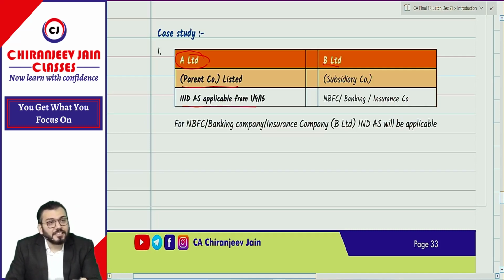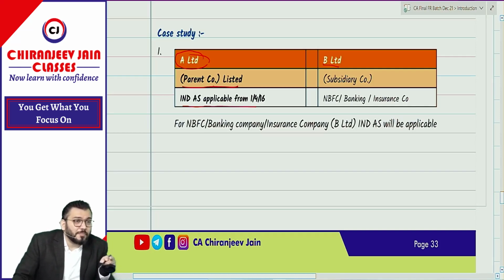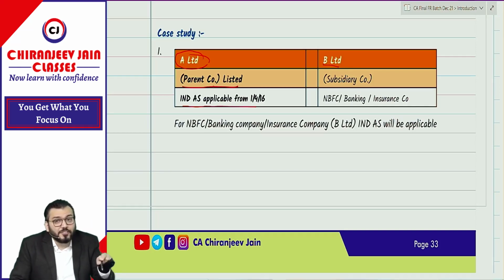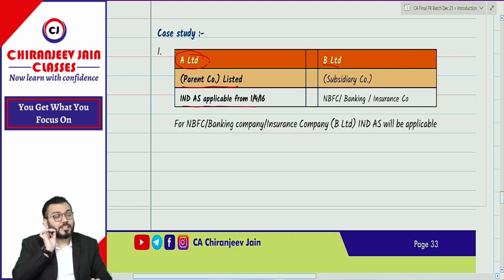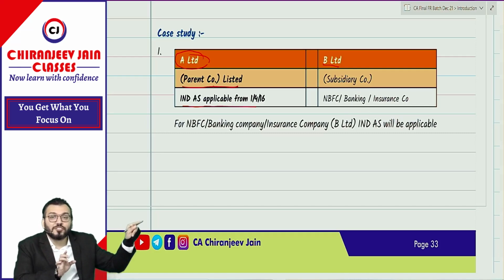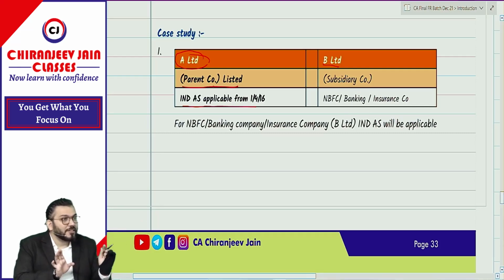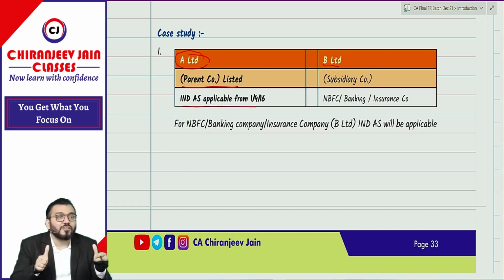Now B Limited is a subsidiary of A Limited. So can I say for B Limited also Ind AS should be applicable from 1/4/2016? But in this case, B Limited is either an NBFC, a banking company or an insurance company. Quite possible or not? Now for an NBFC, Ind AS will be applicable from 1/4/2018 or 1/4/2019. For a banking company, till now no date has been decided. For an insurance company, till now no date is decided.